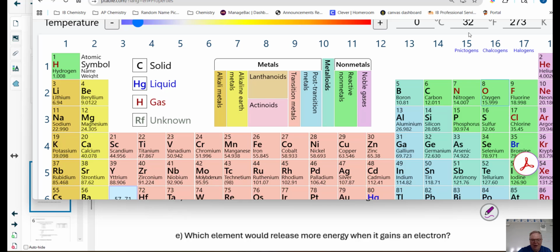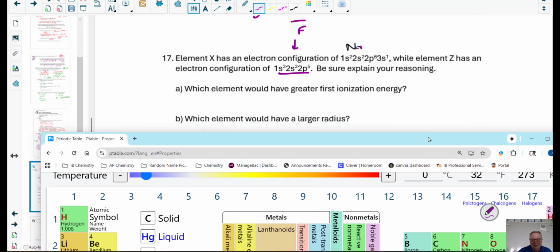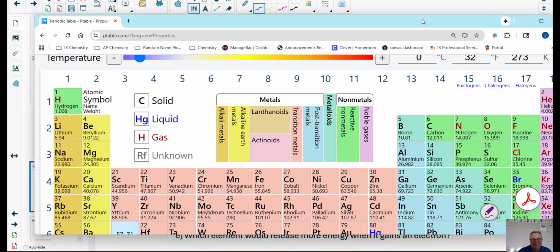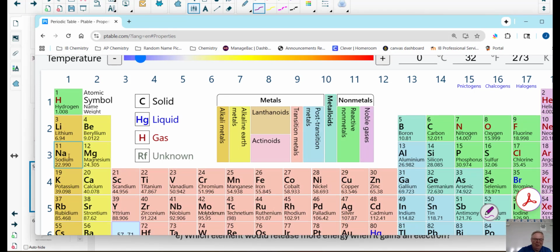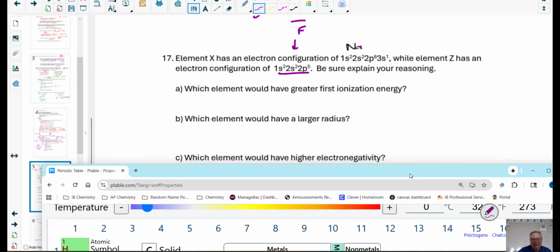So we've gone down a group, we've increased the radius. So which one would have a greater ionization energy? Well, here we have another ring, so this would have a lower ionization energy. Fluorine would have a much higher ionization energy.